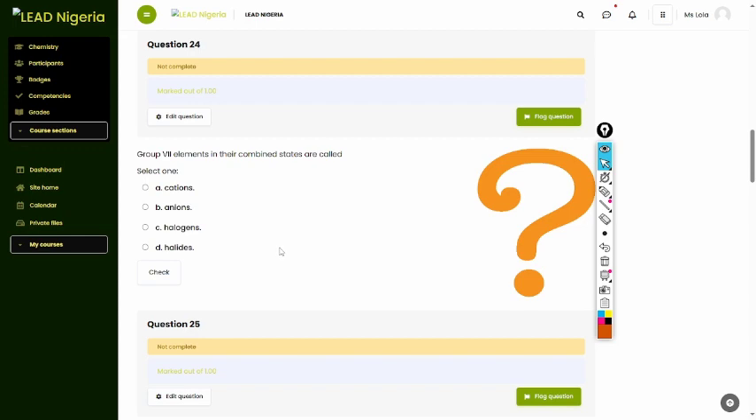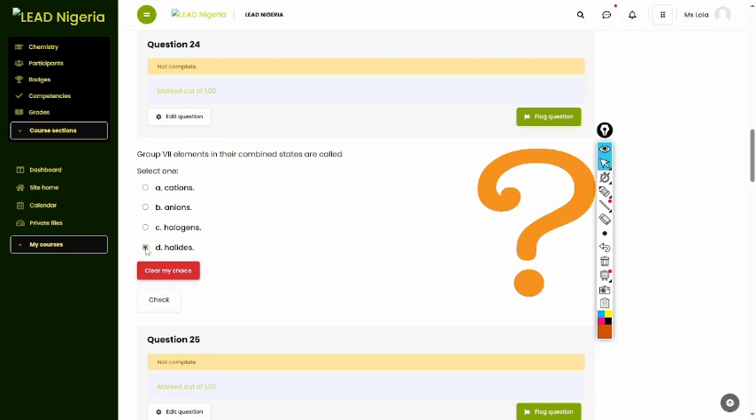Okay. Group 7 elements in their combined states are called... So group 7 elements are fluorine, chlorine, bromine, iodine, astatine, and they're usually called halogens as elements. But then when they combine with other elements, they are called halides. So the correct answer is halides, not halogens. Halogens are the elements themselves when they are not combined, but when they combine with other elements, that state is called a halide. So the correct answer is D.